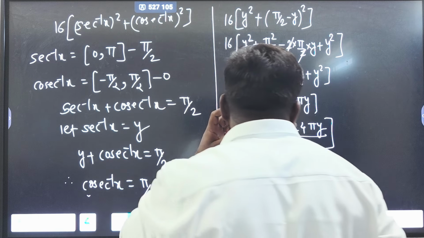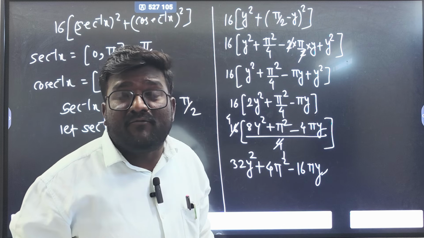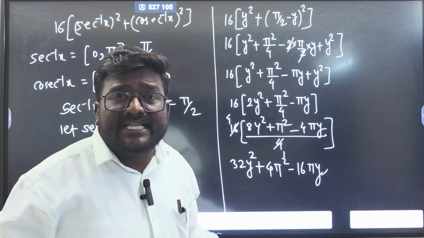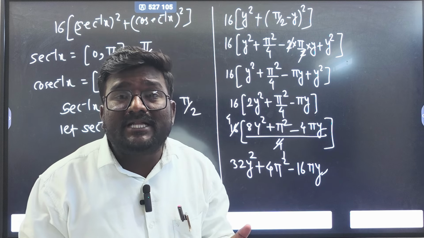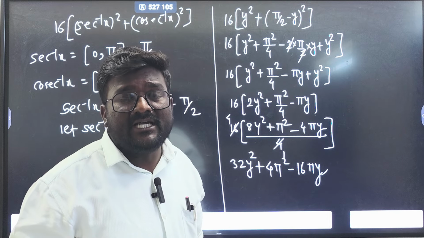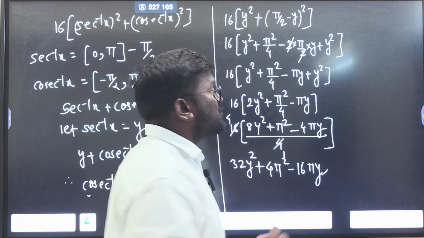So now here we have to calculate the minimum value for this quadratic equation. Of course, it is a quadratic equation and this quadratic equation opens upwards, so the minimum value is at the vertex. And how to calculate the vertex? It is minus b by 2a.